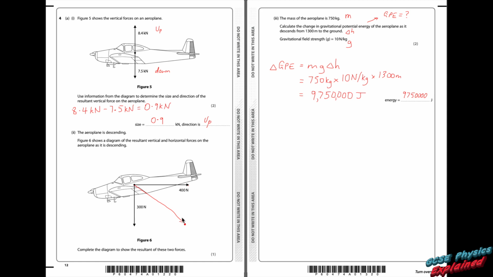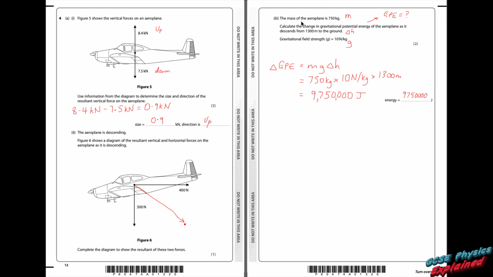Now it's what we call tip to tail addition of vectors. So just take any one vector and then add the other one to it. So first let's follow this vector here, and then if we were to go 300 newtons downwards from that point, we'll end up here.